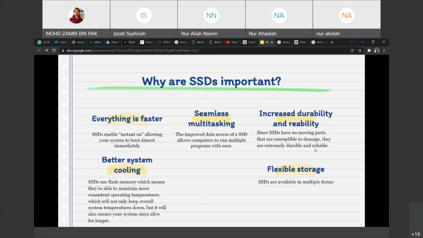And the last one is flexible storage. SSDs are available in multiple forms. Some forms like mSATA are able to plug into your system motherboard, allowing the drive to work alongside your existing hard drive. Flexible storage is significant, especially for students, as the amount of assignments stored on your computer will eventually slow down its efficiency. So this flexible storage allows you to organize your computer and run it more efficiently.